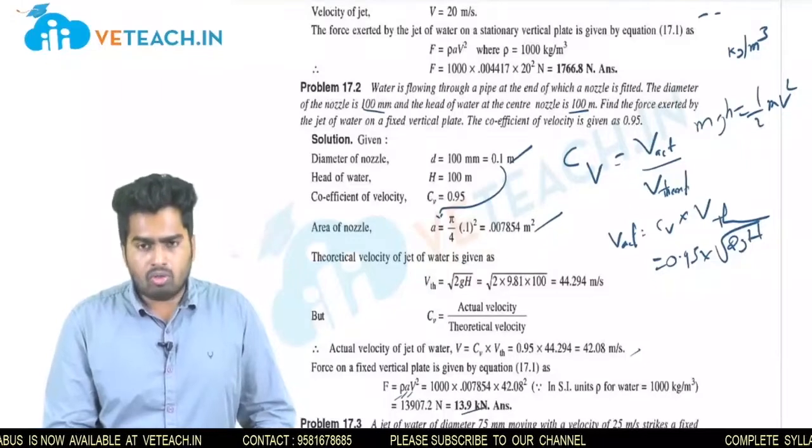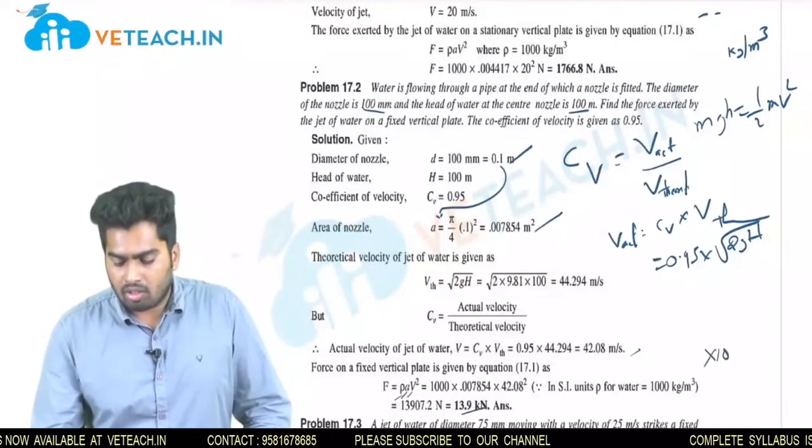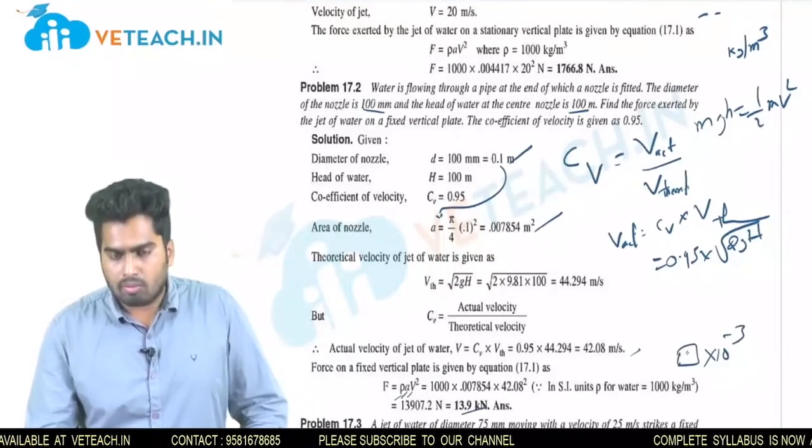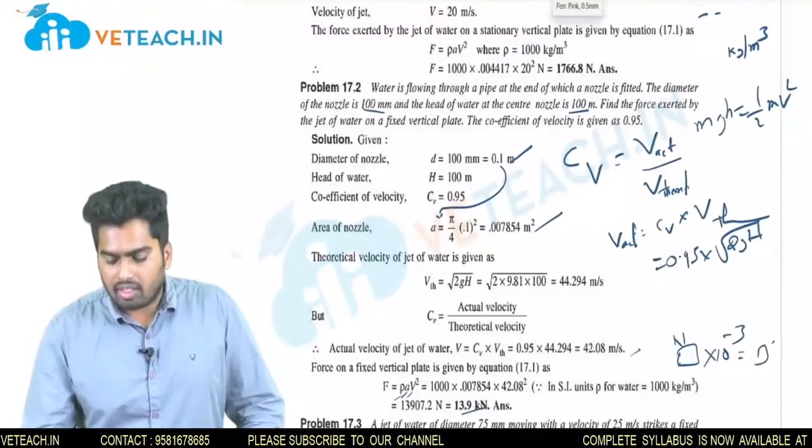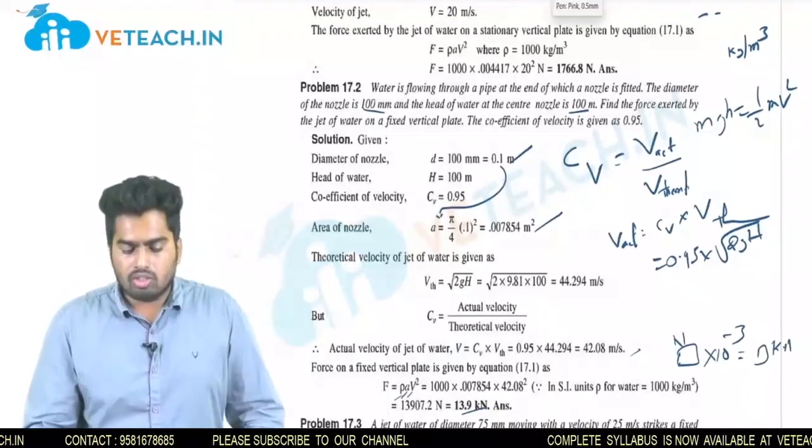We may convert it into kilonewtons also. How to convert? By multiplying the newtons value by 10 to the power minus 3, we will get it in kilonewtons. Okay, so this is the numerical.